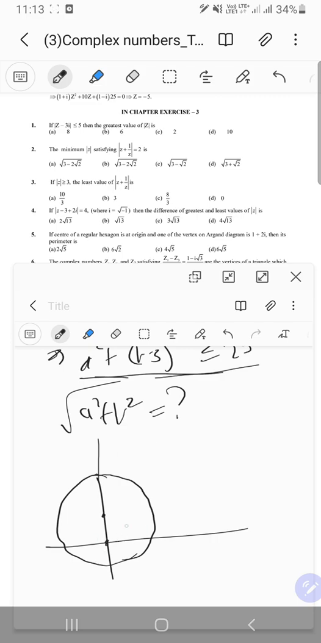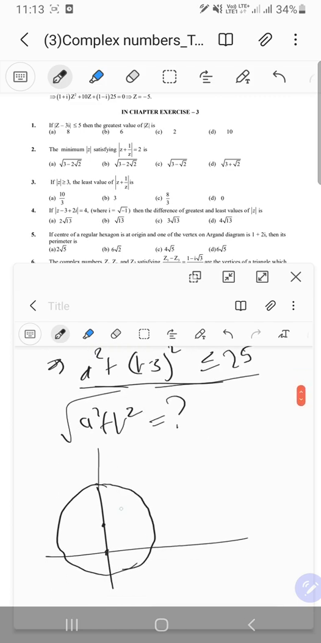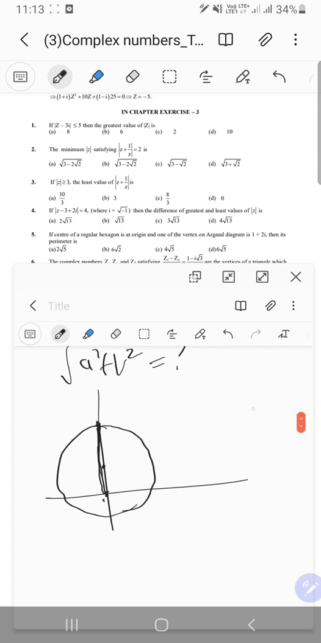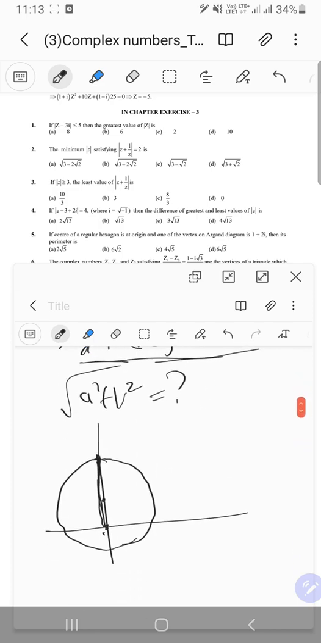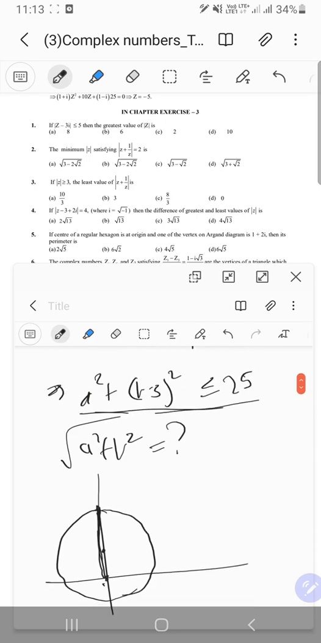And we just want to find the biggest distance from this point to any point on the circle. Well, we know that's going to be the biggest distance, right? Nice. So now what? So the greatest value of mod of z is, well, this distance is 5 and this distance is 3, so that's going to be 8.